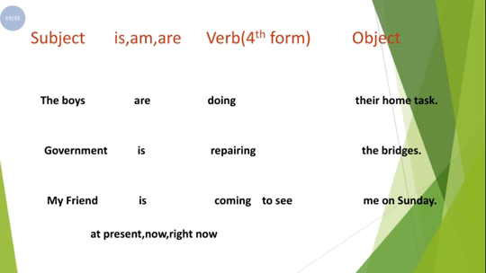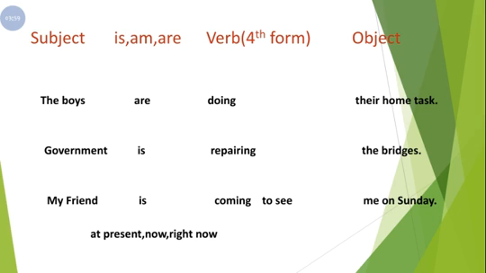Our next sentence is government is repairing the bridges. So to make present continuous tense, first you will write the subject, government is your subject, it is singular, that's why you will use is with it. After the helping verb you are supposed to use fourth form of the verb, repairing is fourth form, and at the end you will use the object, the bridges. Government is repairing the bridges.